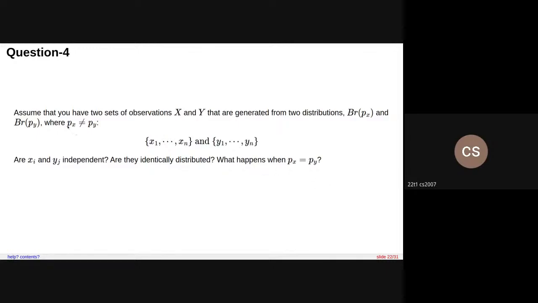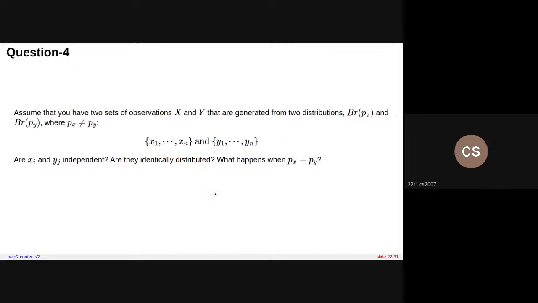So this is why the question had this Px not equal to Py. If they are the same, then it's as good as tossing the same coin n times and then tossing the same coin again another n times, but just calling them x1, x2, and y1, y2. Right? So I hope it's clear what we are saying here.